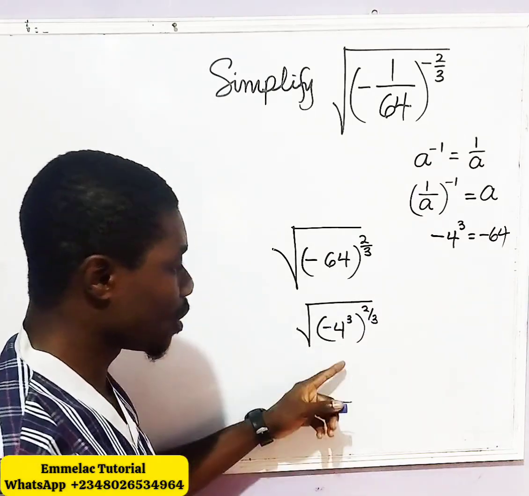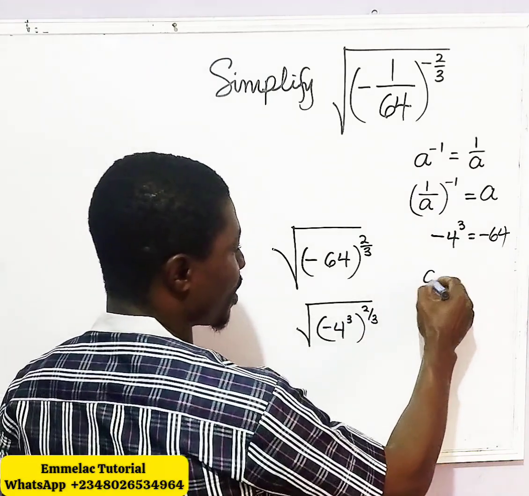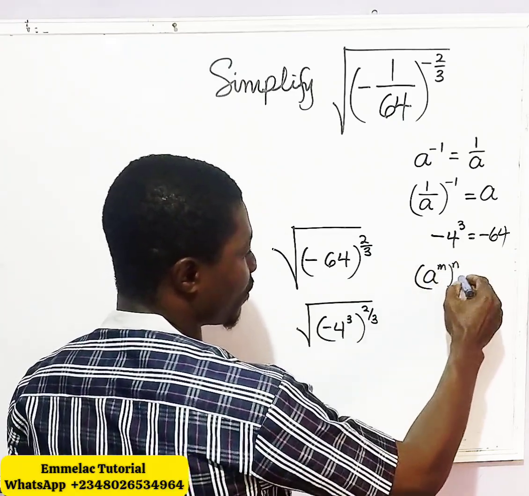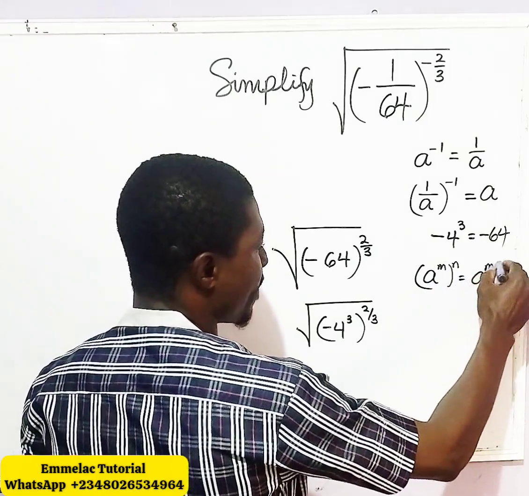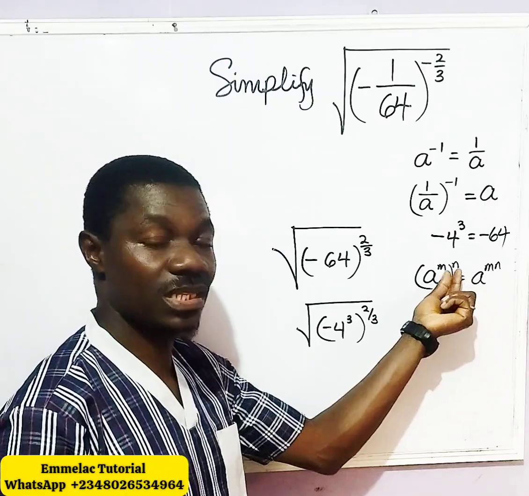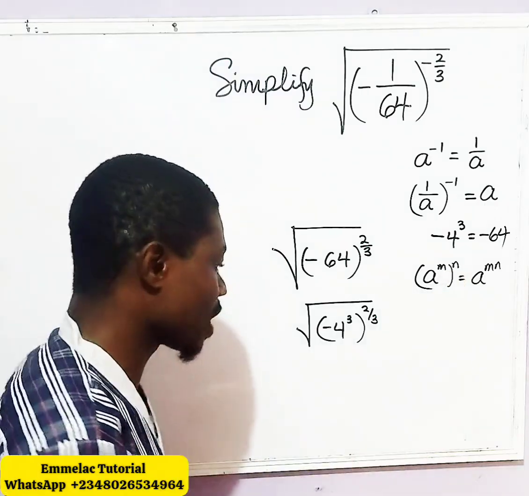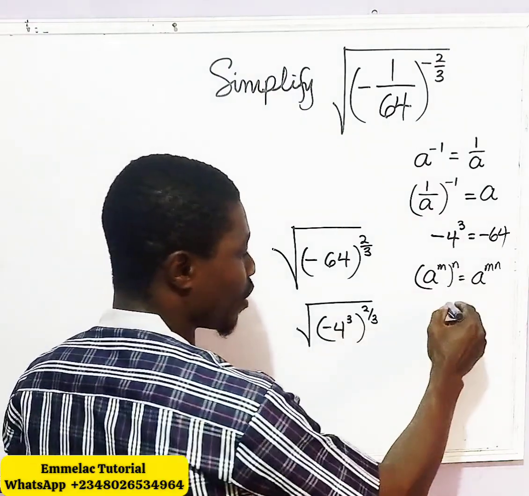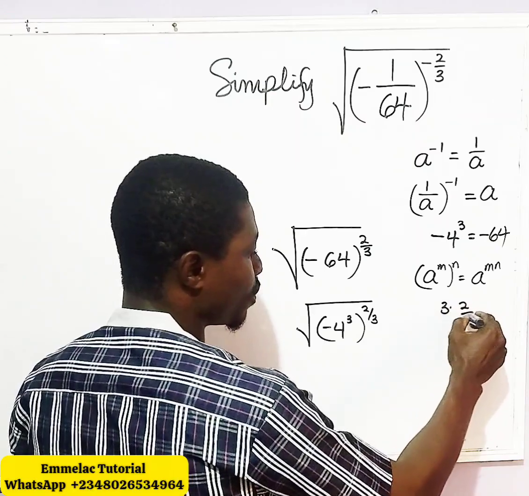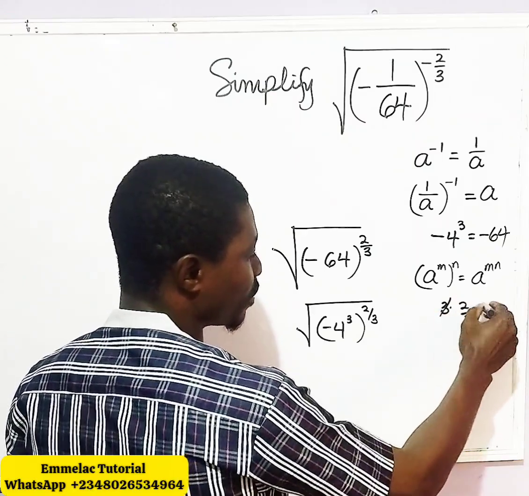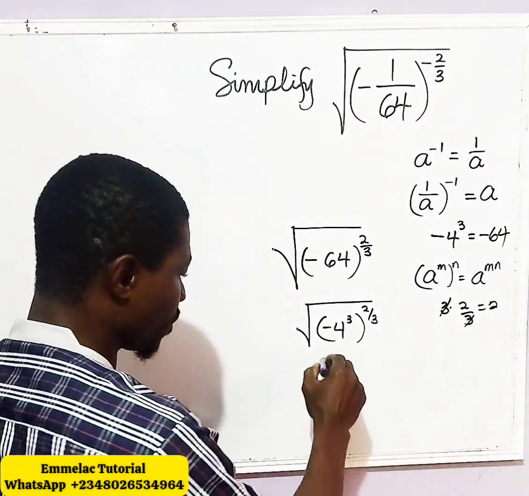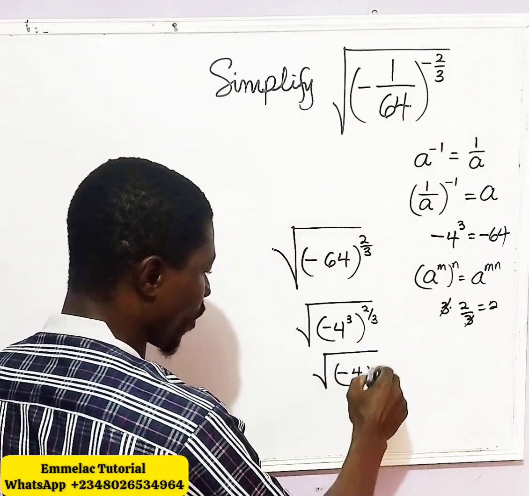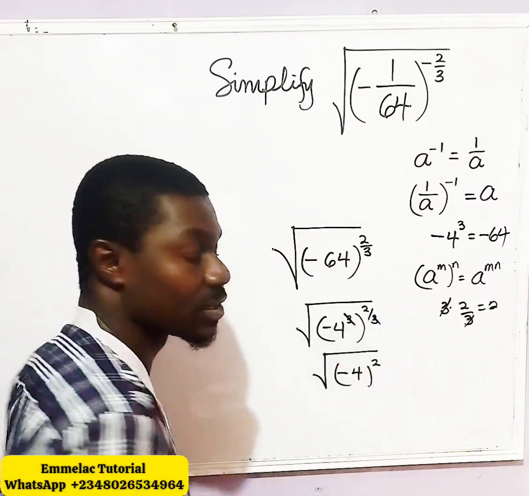According to the law of indices, if you have a raised to m, all raised to n, this will give us a raised to m times n, which means the exponents m and n multiply each other. So when we multiply 3 by 2 over 3, this 3 cancels out this 3, and we are left with 2. So this gives us -4 all raised to 2.